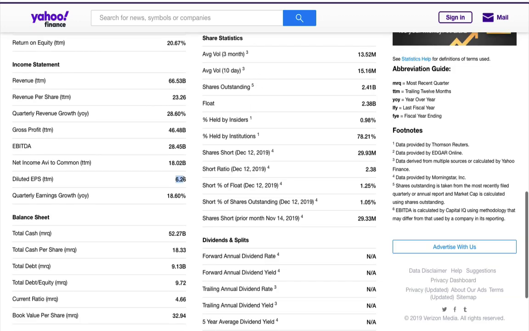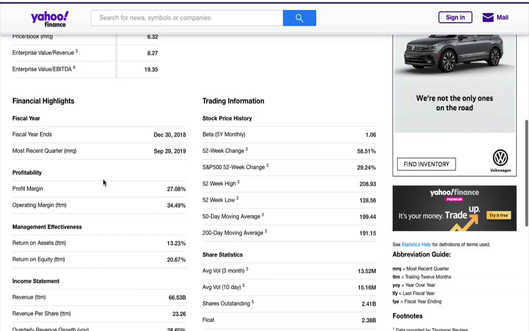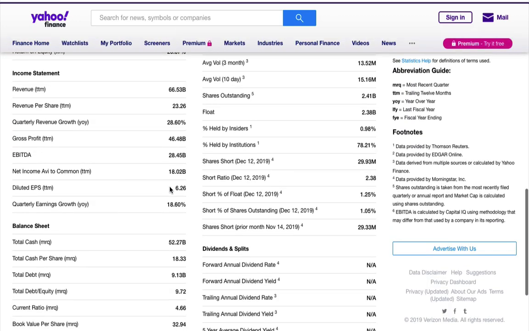So I would have, for example, 6.26, 30 times that is what is attributed to my stake. So 6.26 times 30, so $187.80. That is what's attributed to my $6,000 investment. However, this is trailing last 12 months. Of course, I invest towards what the future will hold.